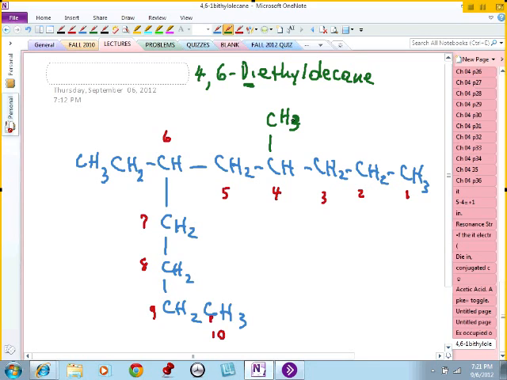Okay, so what will be the name? Okay, what is it? 6, exactly, 6. So it becomes 6 ethyl. Then use a hyphen to separate the numbers from the name. 4 methyl. Decane, exactly. Keep in mind, in this case, you got to give the subsequent name or the branch names in alphabetical order.